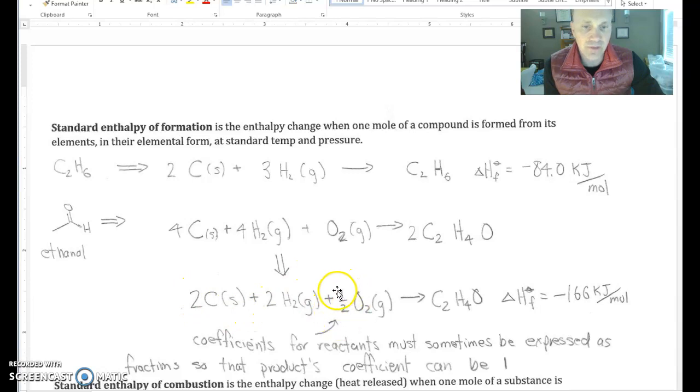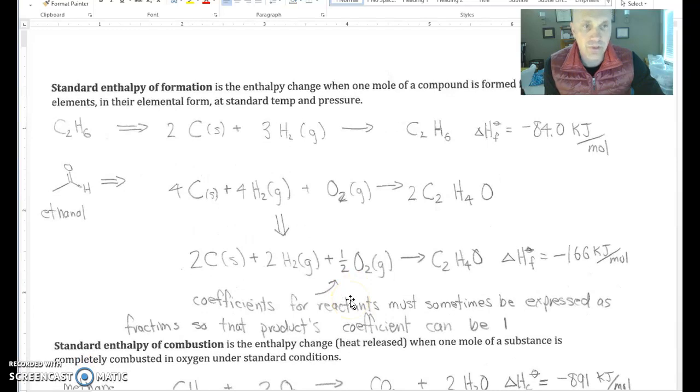But notice that we end up getting this half in front of something. And again, we don't normally do that with balanced equations, but whenever you're reporting these standard enthalpies of formation, sometimes you're going to get things that have these fractions, all right? And that's for the sake of showing this per 1 mole of that compound that gets formed, all right? And unless we do that, we can't represent this as per 1 mole, all right?